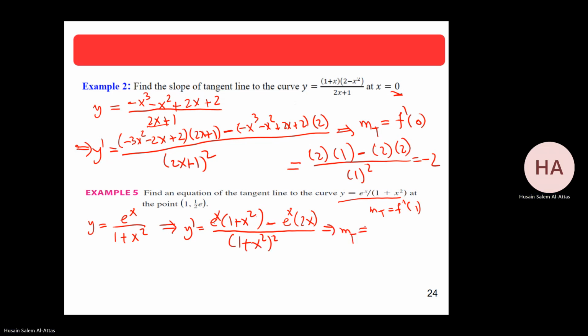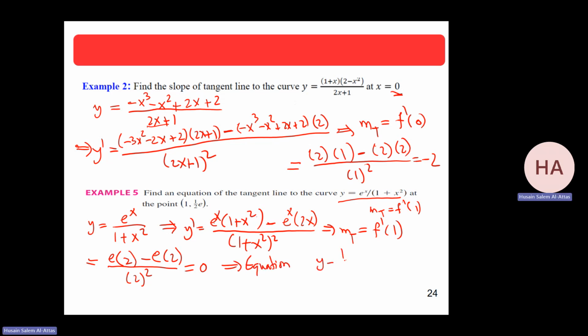So m_t will be f prime, or y prime, at 1. And that will be what? That will be e times 1 plus 1, that is 2, minus e times 2. Exactly. e^x minus e^x times 2x. At 1, that will be e to the power 1 times 2 minus e times 2, over 2 squared. That will be 0. So the equation will be y minus half e equals 0 times x minus 1. So the equation is y equals half e. That's it. That will be my equation. So I have a horizontal tangent also.